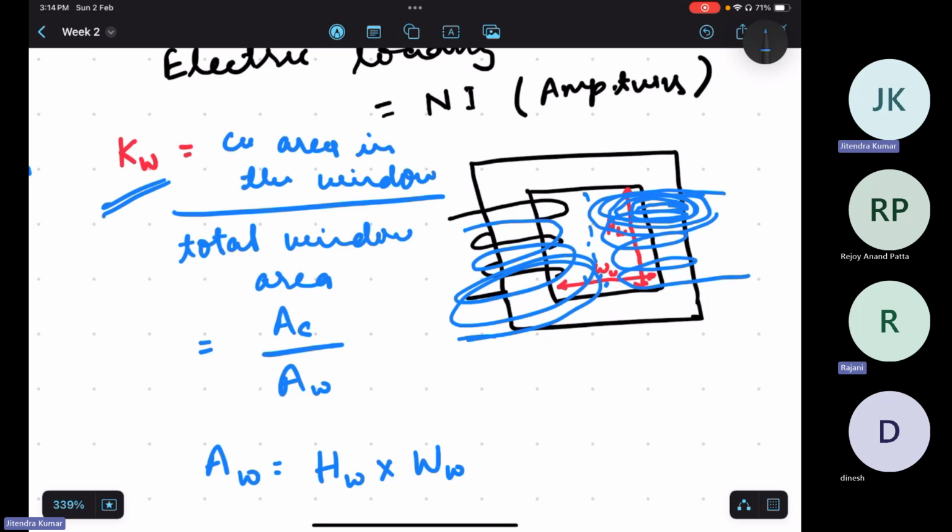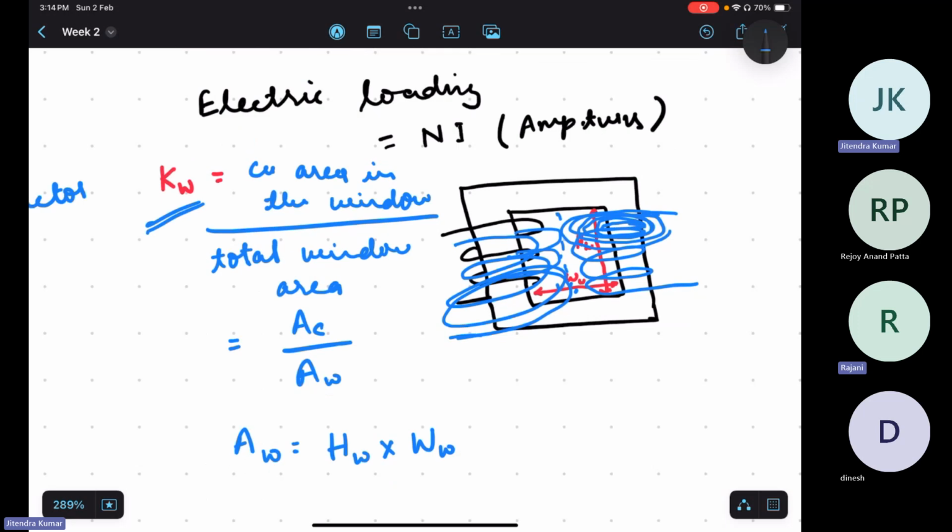That factor is called this copper area divided by total window area, because it cannot be one, otherwise there will be an insulation problem. If both the wires are connected with each other, then the possibility of a short circuit fault will be there, right? So to maintain electrical insulation between two windings or multiple windings, we give some factor there. Okay, I hope. Yes, yes, yes.